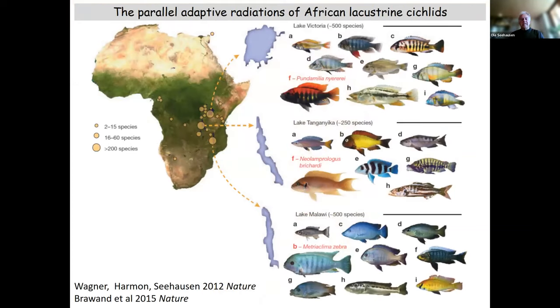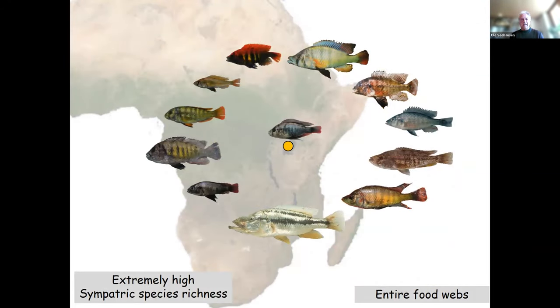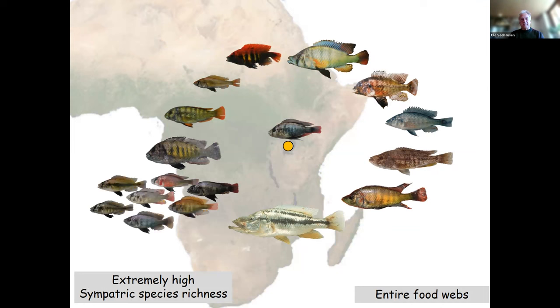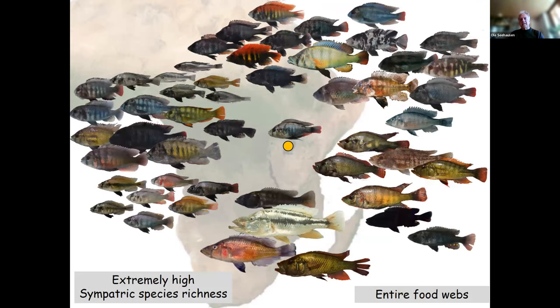This happened in each of these lakes. It happened in parallel. We know that these are pretty much independent evolutionary radiations into very similar sets of ecomorphs. But it's not just this set of ecomorphs, it's that every ecomorph is represented in each lake by many, many different species. So here's just the range of species in Lake Victoria that you would typically find in an area that you can sample within a day.